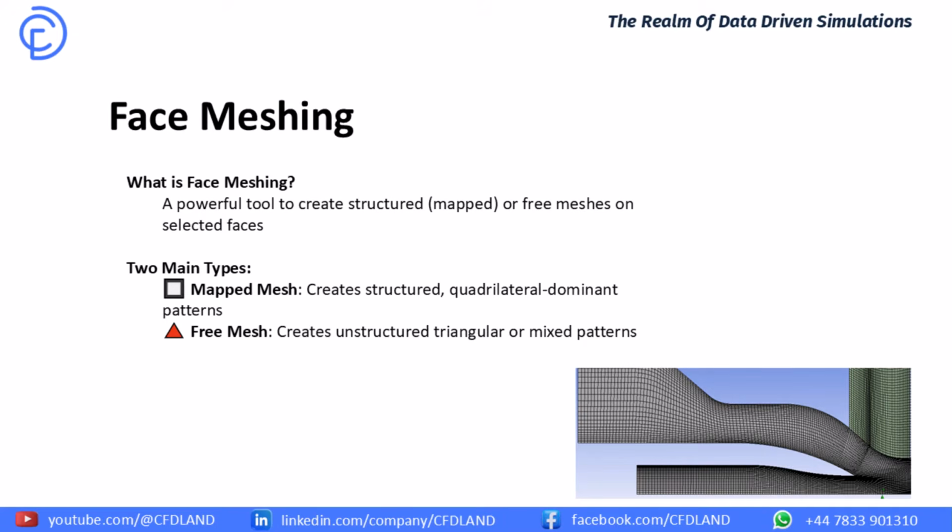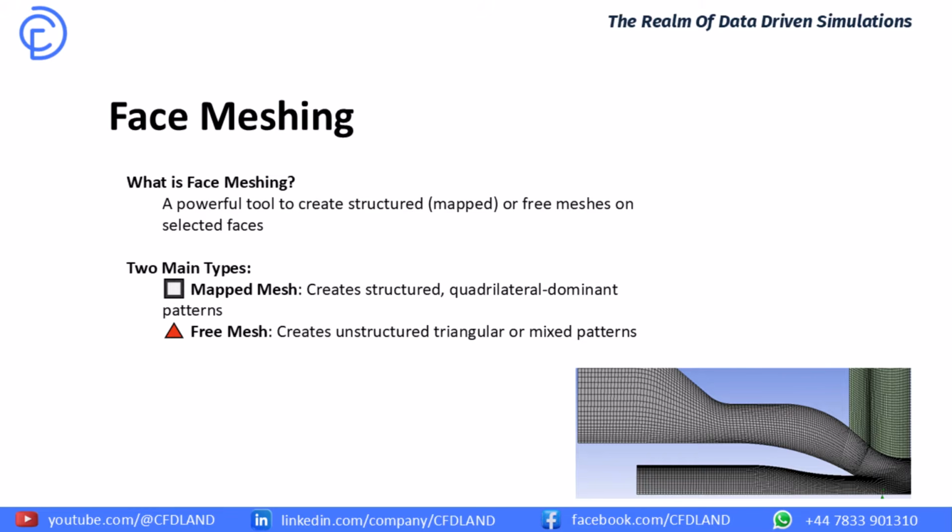So, what exactly is face meshing? Think of it as a special instruction we give to the computer. Instead of letting the software automatically decide the mesh pattern on the surface, we take control. We can tell it exactly what kind of pattern we want. As you can see on this slide, there are two main types.